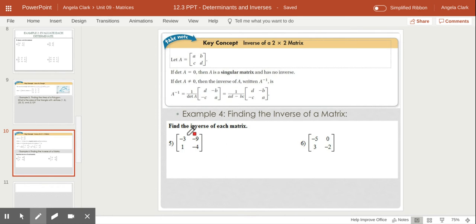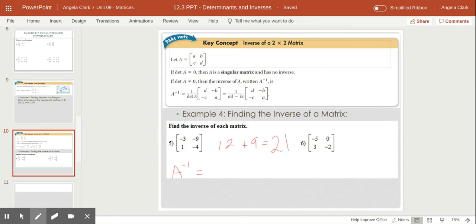So the very first thing we're going to do is find the determinant. The determinant, remember, is these two multiplied together minus these two multiplied together. So negative 3 times negative 4 is 12. Negative 9 times 1 is negative 9, so it'd be minus negative 9, so just plus 9. So that's going to be 21. 21 is my determinant. Okay? 12 minus negative 9 is 21.